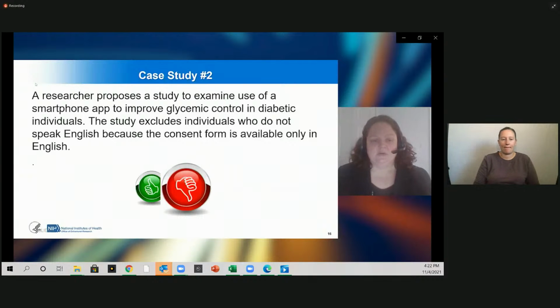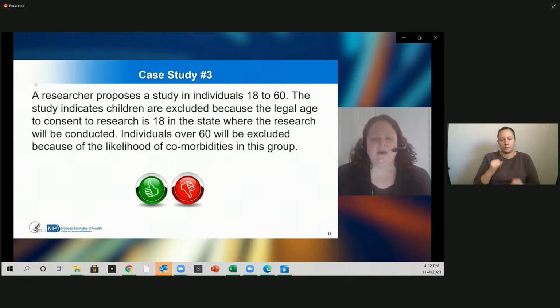All right, let's do our last case study. In this case study, a researcher proposes a study in individuals 18 to 60. The study indicates children are excluded because the legal age to consent to research is 18 in the state where the research will be conducted. Individuals over 60 will be excluded because of the likelihood of comorbidities in this group. What do you think about this one? Put your answer in the chat.